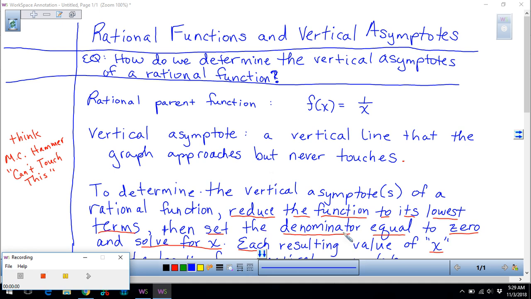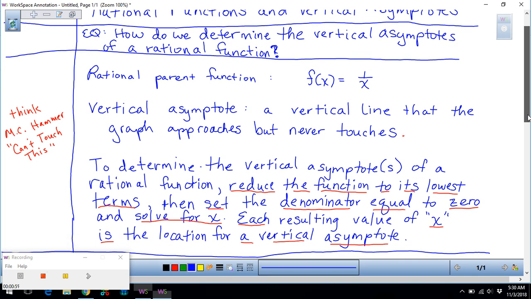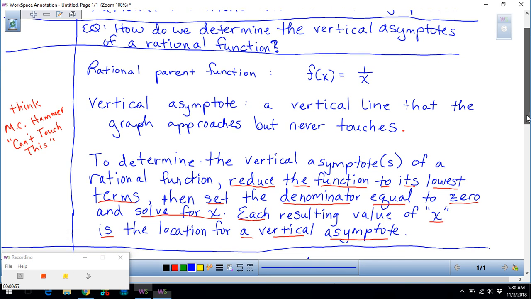To determine the vertical asymptotes of a rational function, you're going to reduce the function to its lowest terms, and then you're going to set the denominator equal to 0 and solve for x. Each resulting value of x is going to be the location of a vertical asymptote. Go ahead and pause and copy this down, and then we'll continue with some examples.